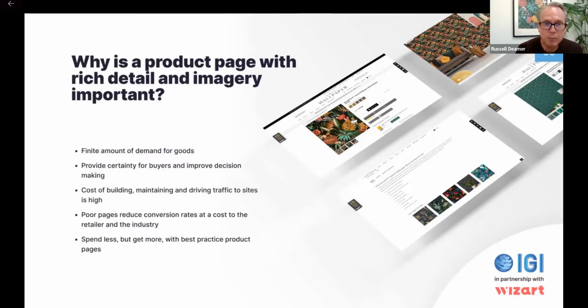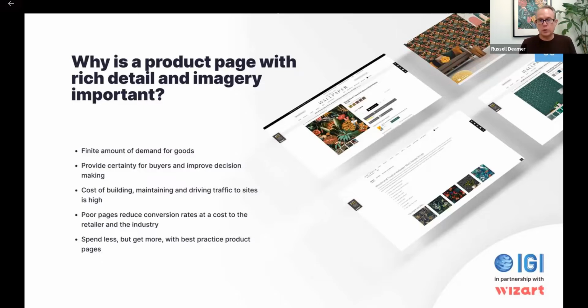So why is this important? Well, really what we want to do is increase and maximize conversion rates every time somebody visits our site. Having that richly detailed page absolutely can help to improve those conversion rates. It's our experience that we can see up to a 50% improvement in conversion rates with a richly detailed product page versus a page that isn't richly detailed, that hasn't got the multiple imagery and the good product content on there.